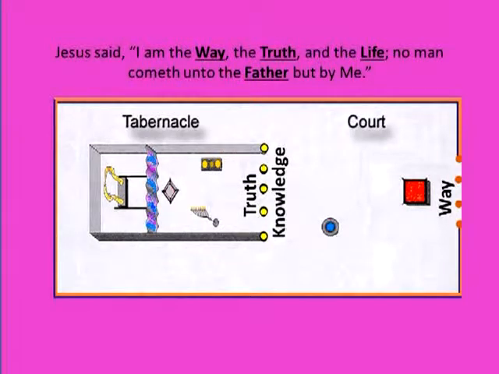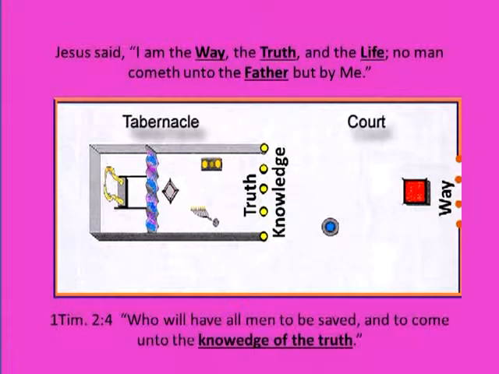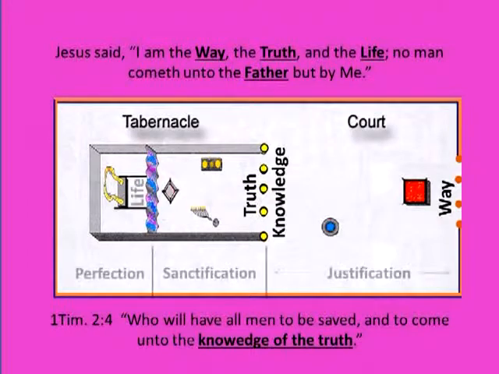Notice that the second doorway here at these five pillars, this is truth. If you look up 1 Timothy 2:4, who will have all men to be saved and to come unto the knowledge of the truth? So we see that knowledge is linked with truth. You can't have truth without knowledge. So here at this second door, we have the truth, we have knowledge represented. Okay, now the third door, according to this list here, what's the third door? Life. The third door is life.